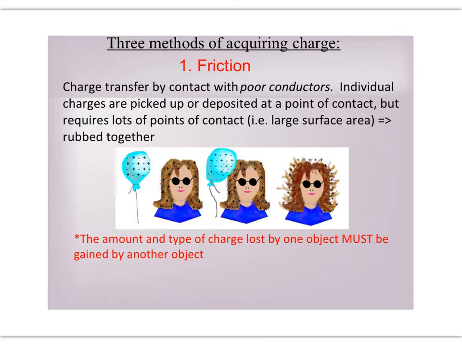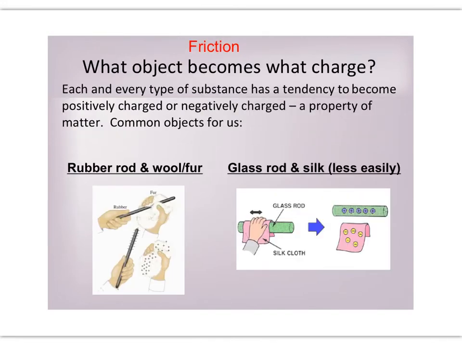So friction is when you have 2 objects rubbing together. And this picture has a balloon and a girl's head. And one of the objects has a greater electron affinity. It just means that one of the objects wants electrons more than the other. And so electrons are rubbed off from one object to another. With friction, you're always going to end up with one object being positive and one object being negative.